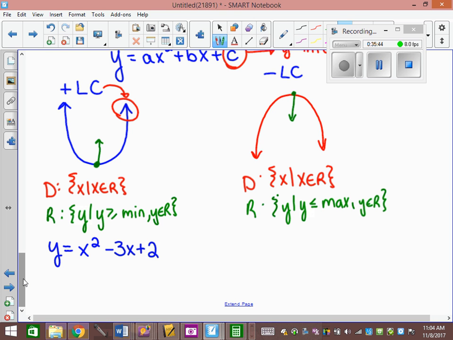Now, in our calculator, we want to calculate stuff. We want to calculate the minimum, because if we know the minimum, then we can say y is greater than or equal to whatever the heck that is. So I want to find the minimum, which means I want to calculate something. If I want to calculate something, which is what I'm going to always want to do, I'm going to press second trace, because what's the word behind trace on the calculator? It's calculate. So that's what we're doing. So we're going to press second trace, which is right beside graph.